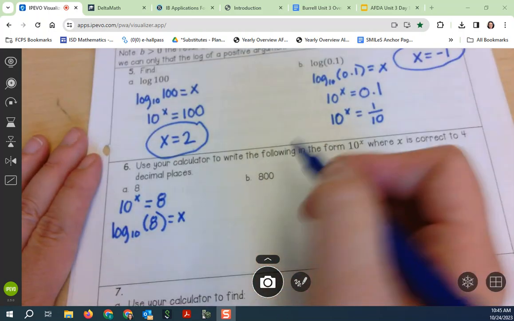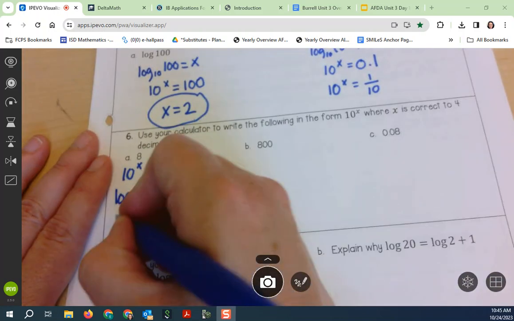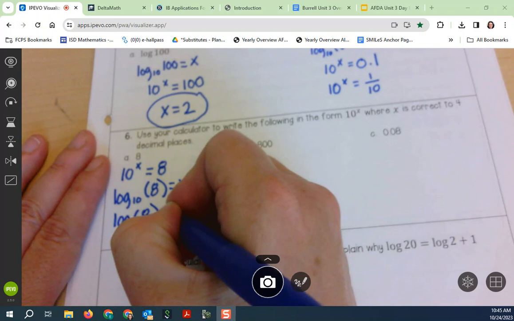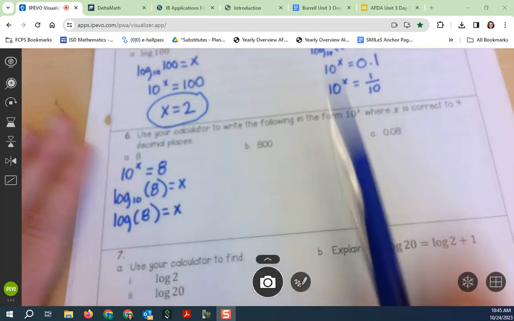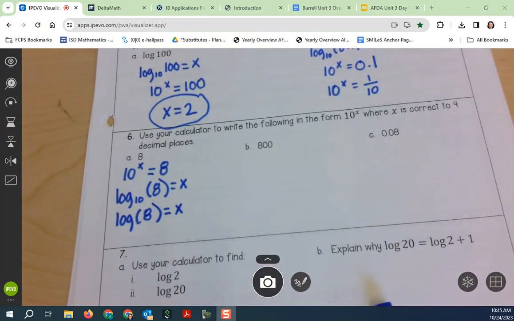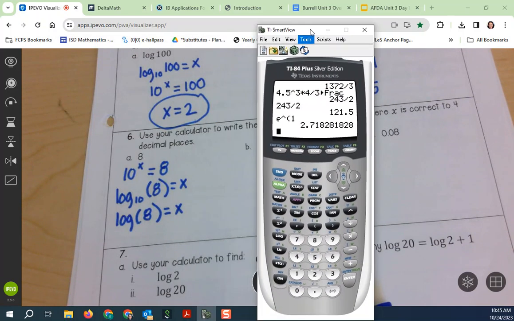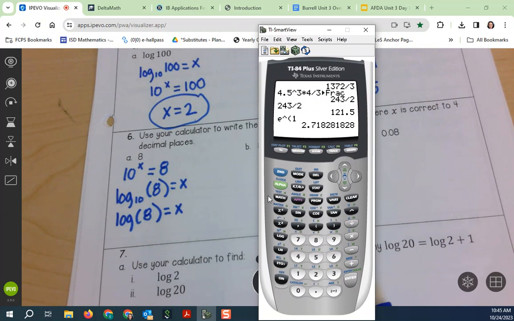And remember that we don't really write log base 10, we just write log. So there's a button on your calculator that says log. That means log base 10. And we're going to type log of 8 and find our answer. It says on this one to use 4 decimal places. So here's my log button, and I'm going to put 8. Yep, I think I get the same thing as Kaden, 0.9031.